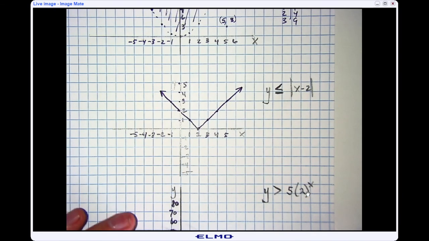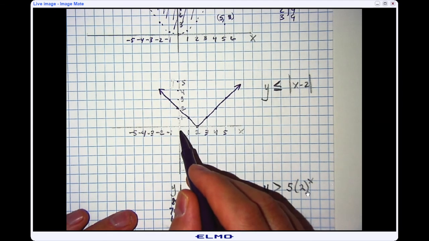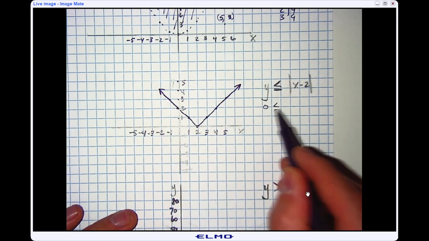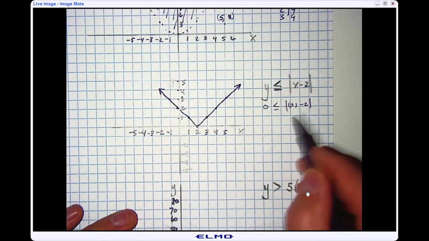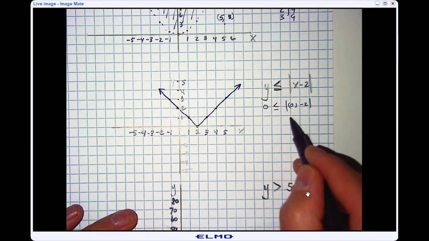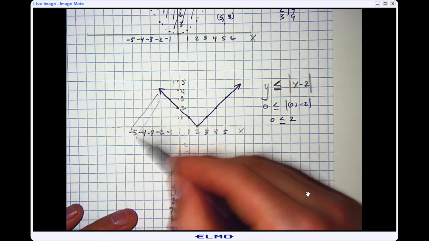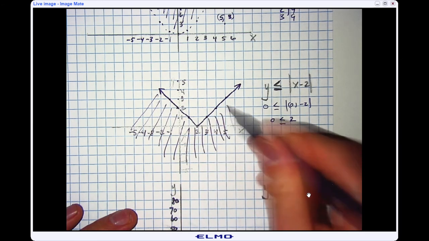Now I just have to decide which way I'm going to shade it. So this time I can use the origin because it's definitely over here. When I put in 0 for the y and 0 for the x, 0 minus 2 is -2, and the absolute value is 2. And 2 is definitely bigger than 0, and 0 is less than or equal to 2, so it does work. So that means I would shade everything on this side of the absolute value graph.